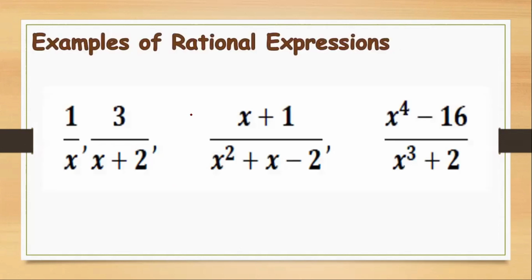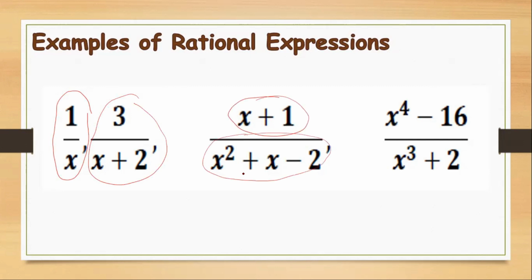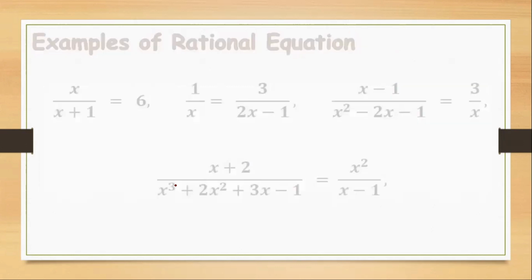Here are the examples of rational expressions. We have 1 over x, 3 over x plus 2. We can also have this one, x plus 1 all over x squared plus x minus 2. Or we can have this, x raised to 4 minus 16 all over x cubed plus 2. These are examples of rational expressions.